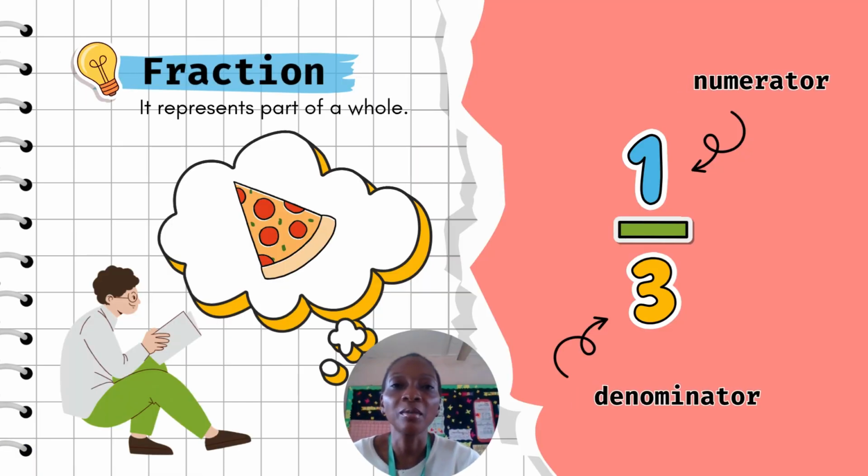Now, the first thing we want to talk about is what is a fraction. A fraction represents part or parts of a whole. For example, you can see a pizza there. That pizza is just a slice out of the whole pizza, which means it's a fraction of it. Now, let's look at the fraction we have here, which is 1/3. Your 1 is the number at the top, and that's your numerator. Your 3 is the number at the bottom, which is your denominator.